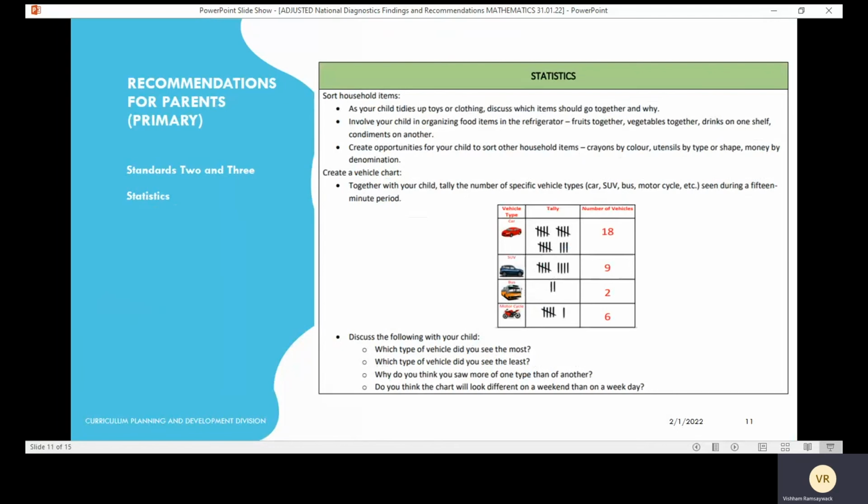Which type of vehicle did you see the most? Which type of vehicle did you see the least? Why do you think you saw more of one type than of another? Do you think the chart would look different on a weekend than on a weekday?